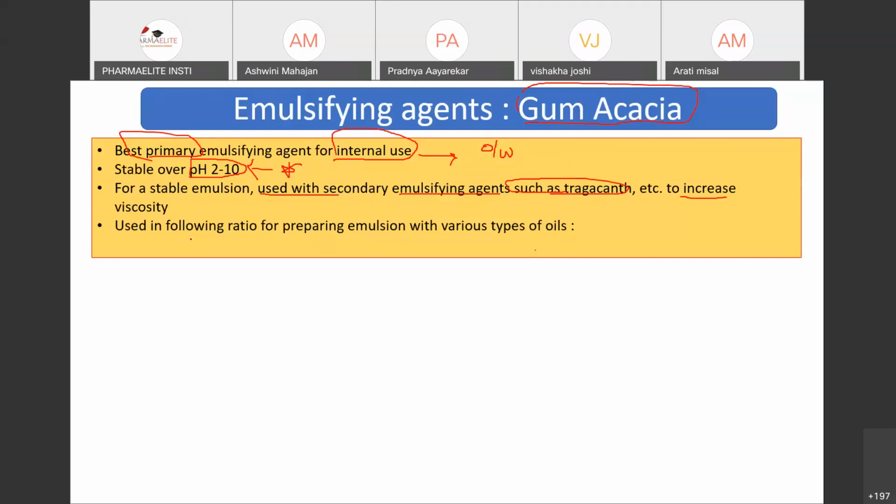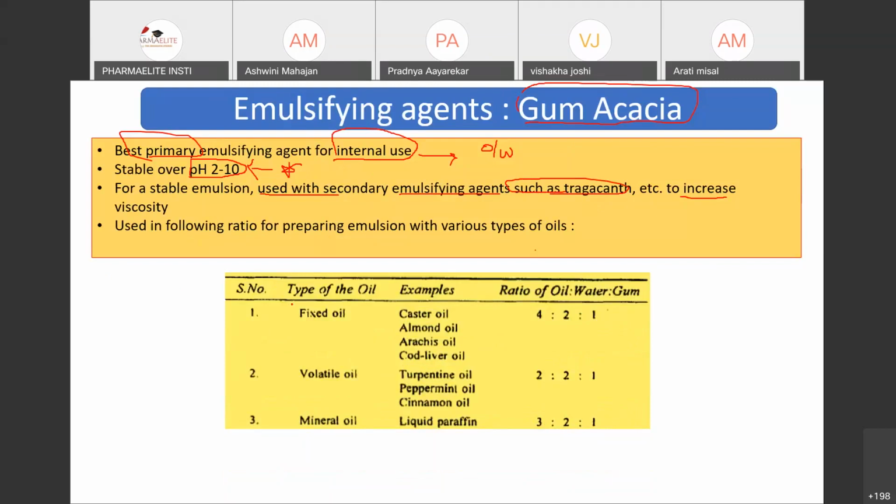So a question which is being asked multiple times and has a chance of coming in again is this. If the type of oil which is used in the emulsion is a fixed oil, then what will be the ratio of oil to water to gum? In this case, water and gum are always in the ratio of 2:1. Irrespective of whether it is a fixed oil or a volatile oil, in all the cases, your water and gum will always be in 2:1 ratio.